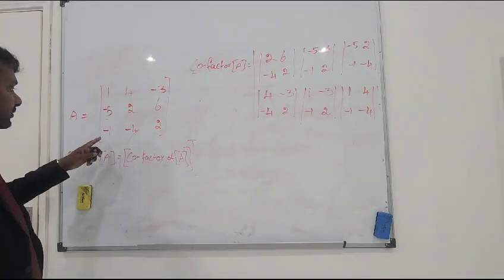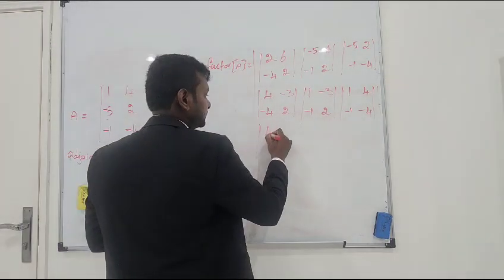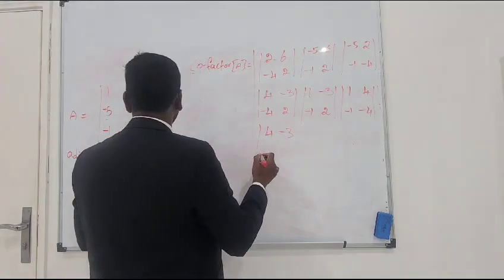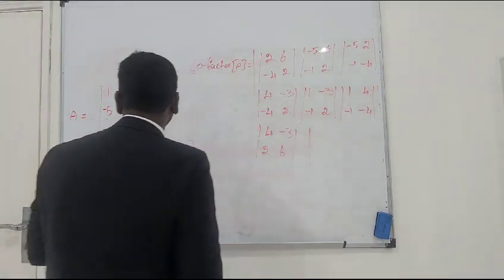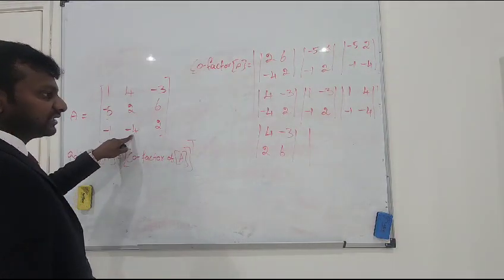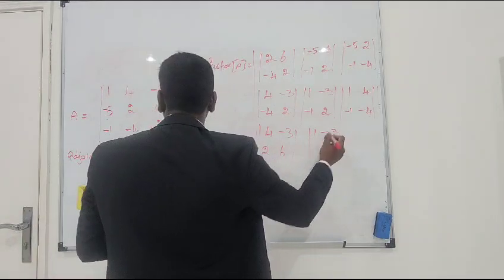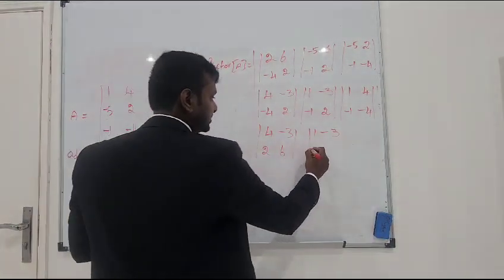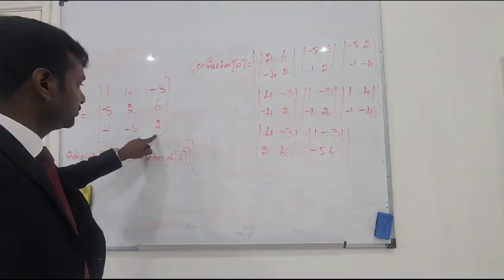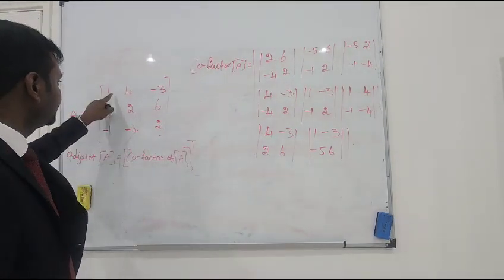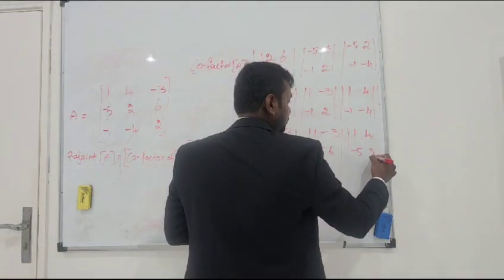So for the last row, if we take this minus 1, we have 4, minus 3, 2, 6. Then if we consider this minus 4, it will be 1, minus 3, and then minus 5, 6. Then the last one, 2, it will be 1, 4, minus 5, 2.